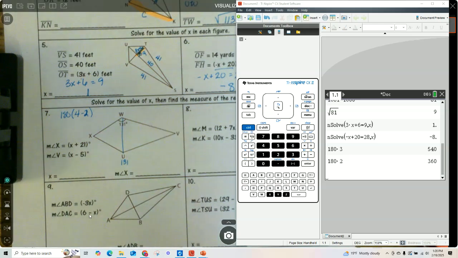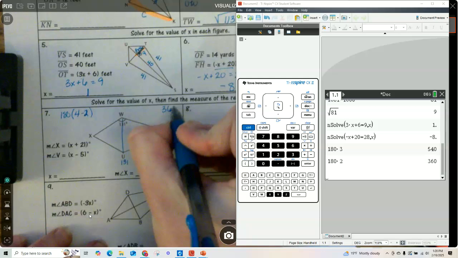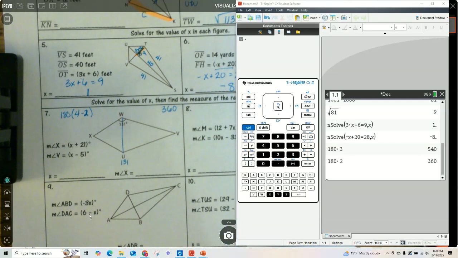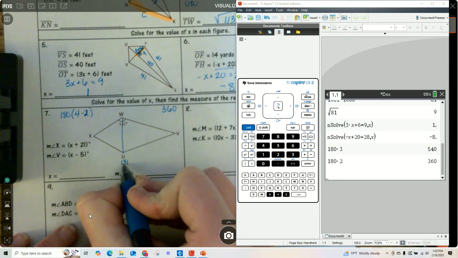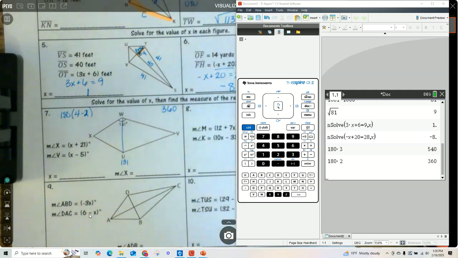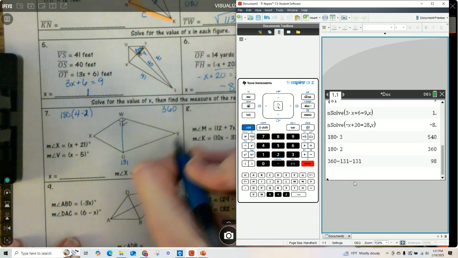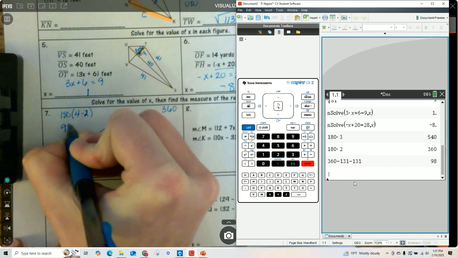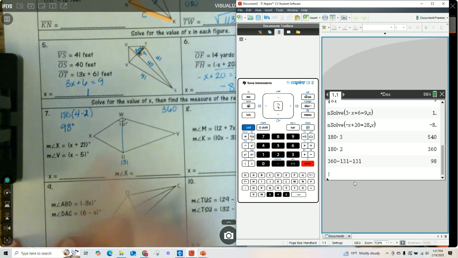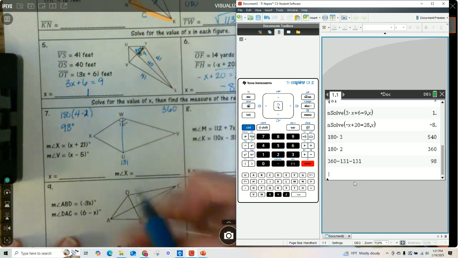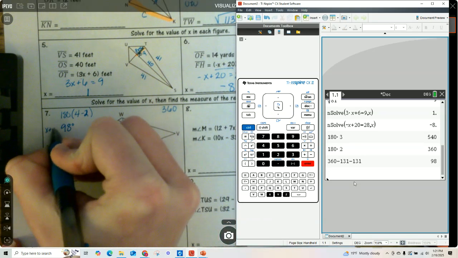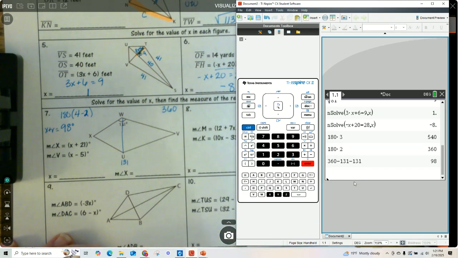Okay. Every quadrilateral, if it's got 4 sides, all 4 angles add up to 360. So I've used 131 and I've used 131. So I'm going to do 360 minus 131 minus 131. I've got 98 degrees left, which means x plus v have to add up to make 98.